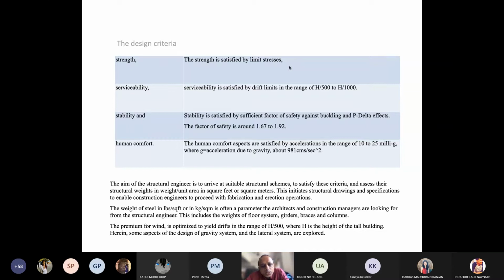Now, what do these weights include? The weights include floor systems, girders, braces, columns. All of these put together comprise the overall weight of the building. We are not talking about the live loads here, we are talking about the dead loads.